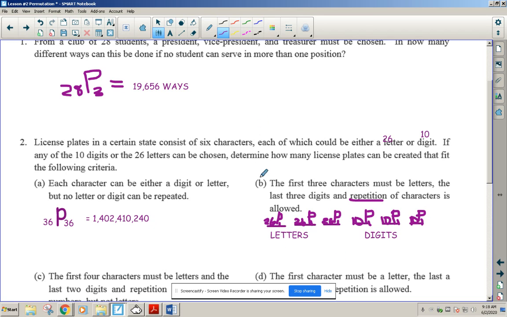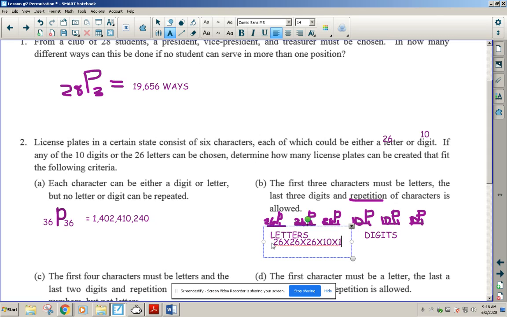So what this gives me is 26 choices for the first space times 26 choices for the second space times 26 choices for the third, 10 for the fourth, 10 for the fifth, 10 for the sixth. I type that in and I find that I have 17,576,000 different license plates where the first three are letters and the second three are digits.